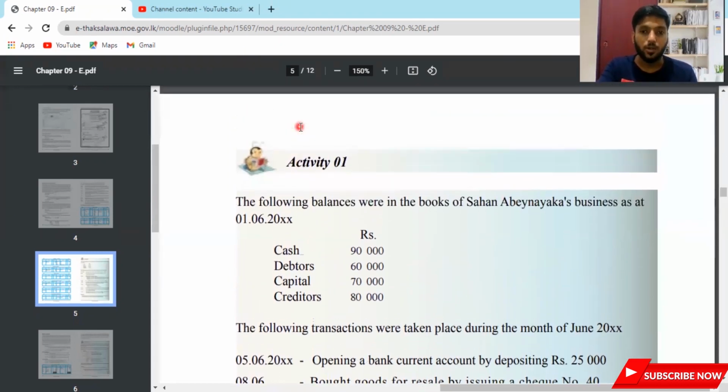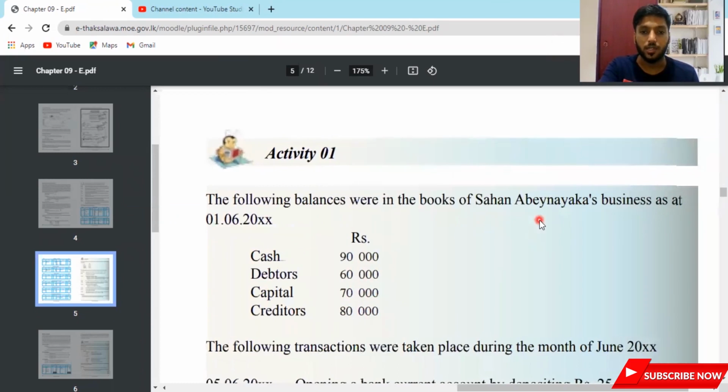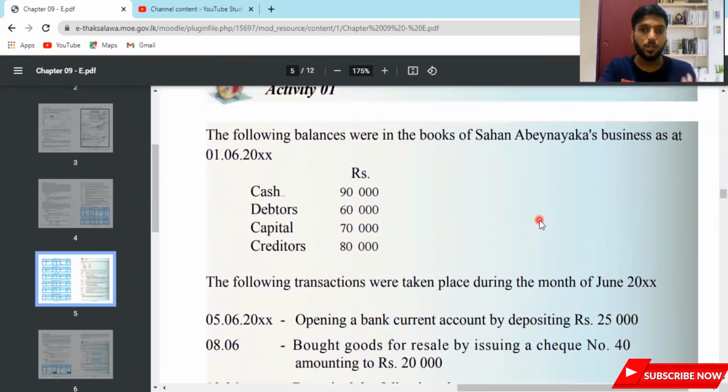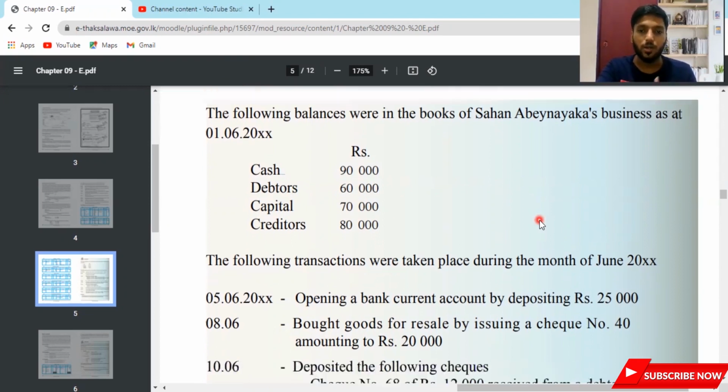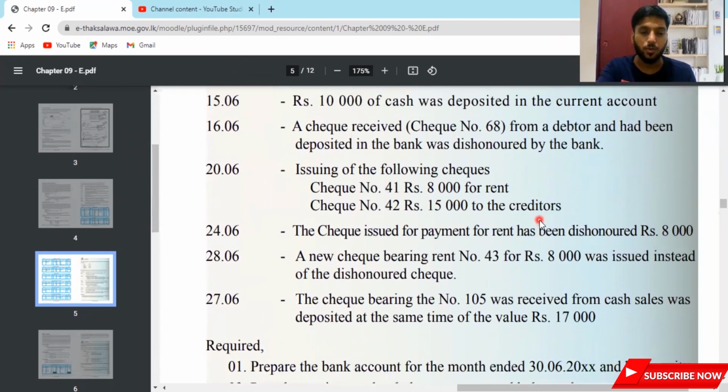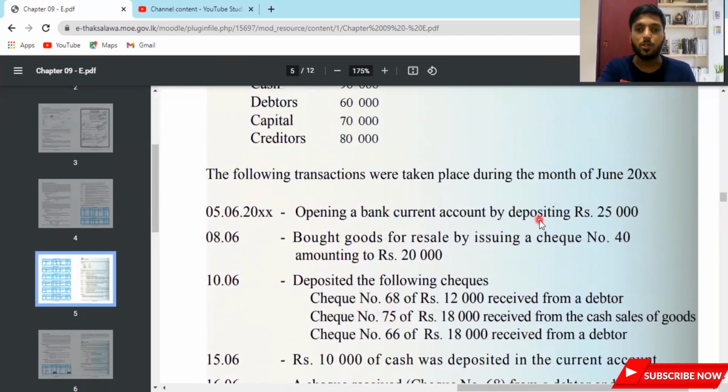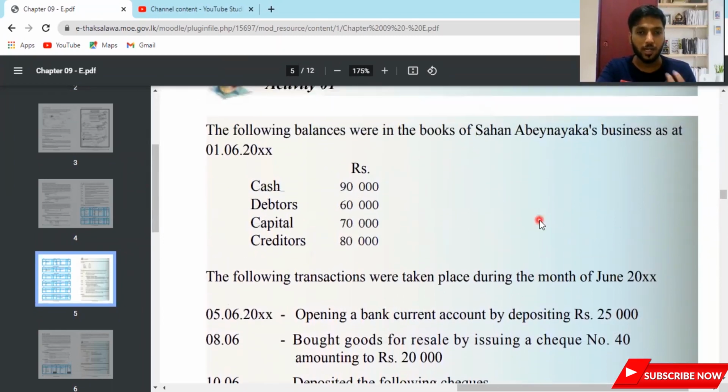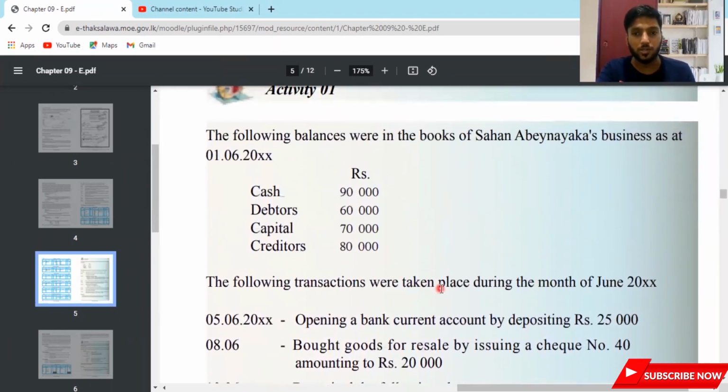So then we have activity 1. The following balances were in the books of Sahan Abhay Nayakar's business as at 1st 6 2000, and they have given certain balances. Last video I taught you how to record a bank account, a 2 column bank account. Then I took the discount received, a 3 column bank account with discount received and discount allowed. In this sum, discount allowed and discount received are not given, so I'm not going to take them. I'm going to stick to this sum.